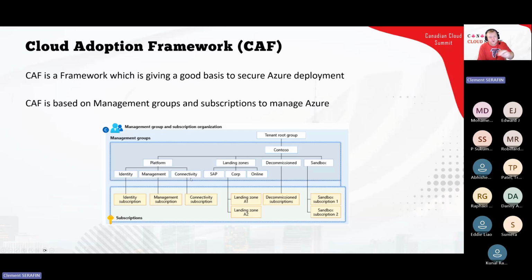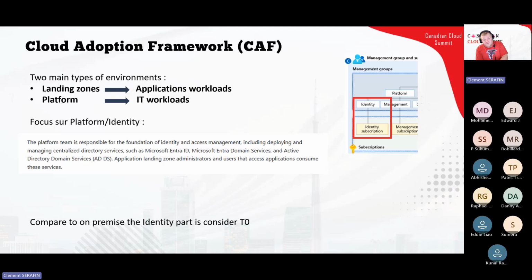I will explain more in the demonstration, but the focus we have on that is the identity. Why? Because some people put Active Directory Domain Services in the identity subscription. If you are not doing that, that means you can have some people who can touch the Active Directory because they are not split into different subscriptions.